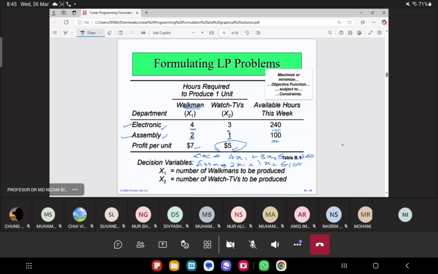Okay? And for the assembly time, basically I can calculate the amount of assembly time used as 2x1 plus 1x2. So depending on the number of x1, which is Walkman I make, I can calculate this assembly time, right? But the total assembly time must be less than or equal to 100. Any questions?